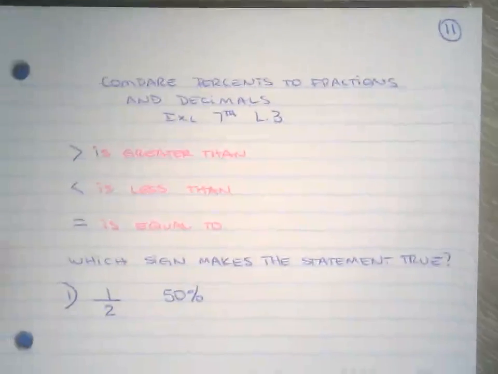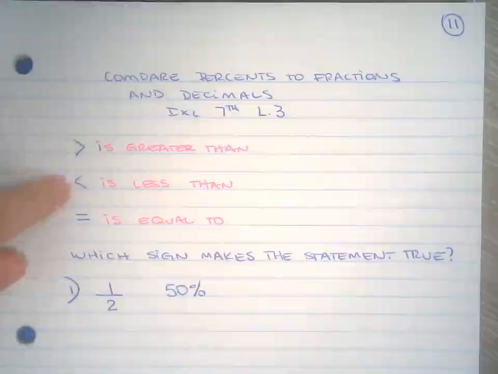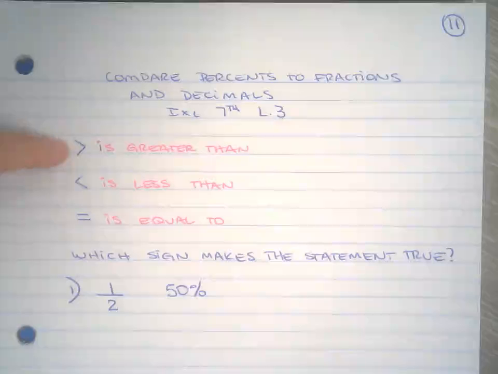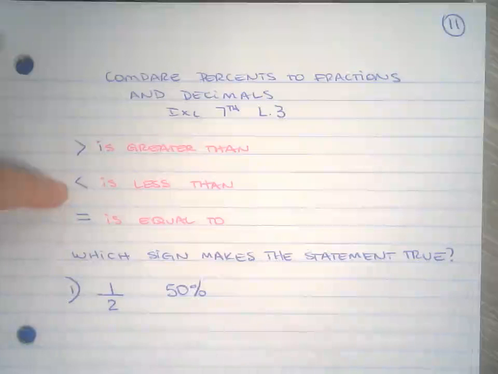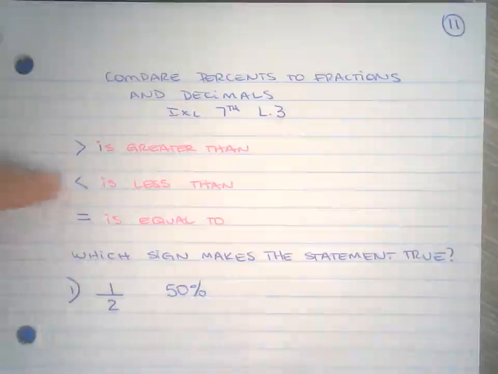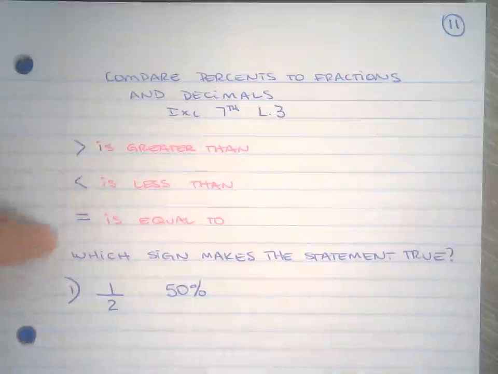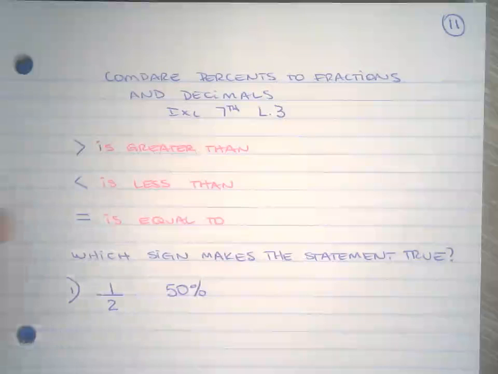A couple of things we need to remember is what these symbols mean. This first one, we read as is greater than. The second one is less than. So every time you're comparing two things and you see a sign like that, that's how you read it. And everybody knows is equal to.